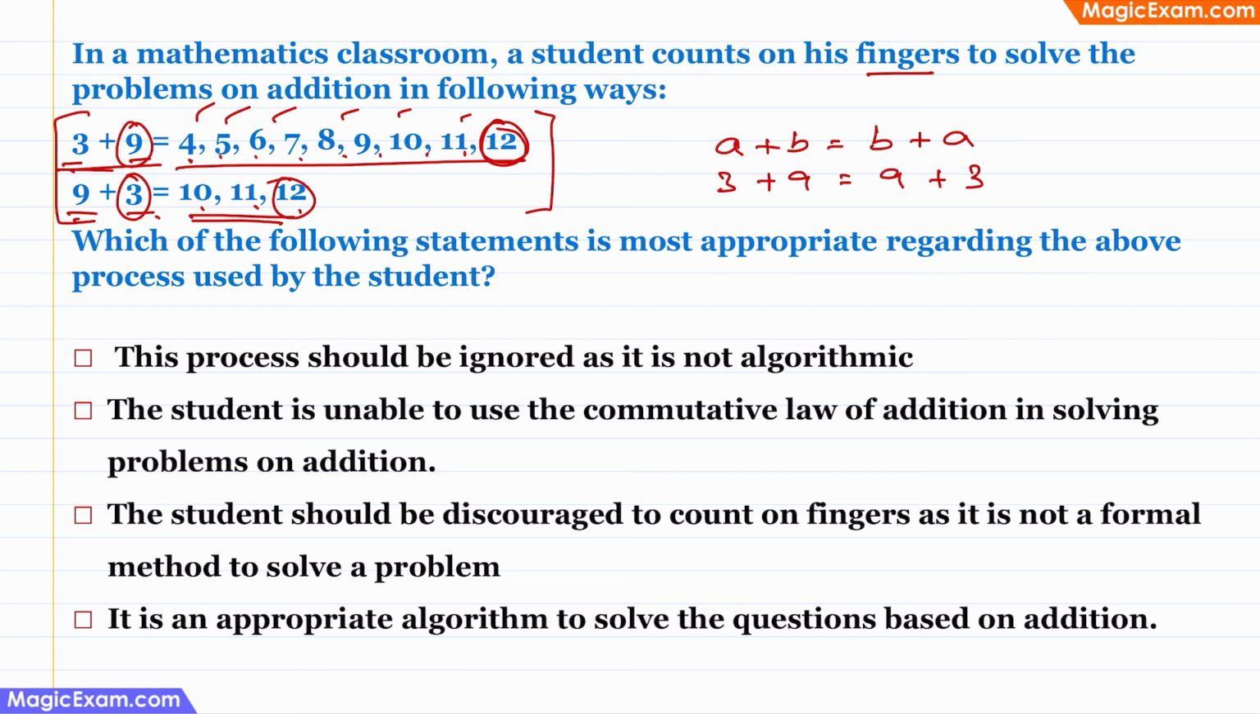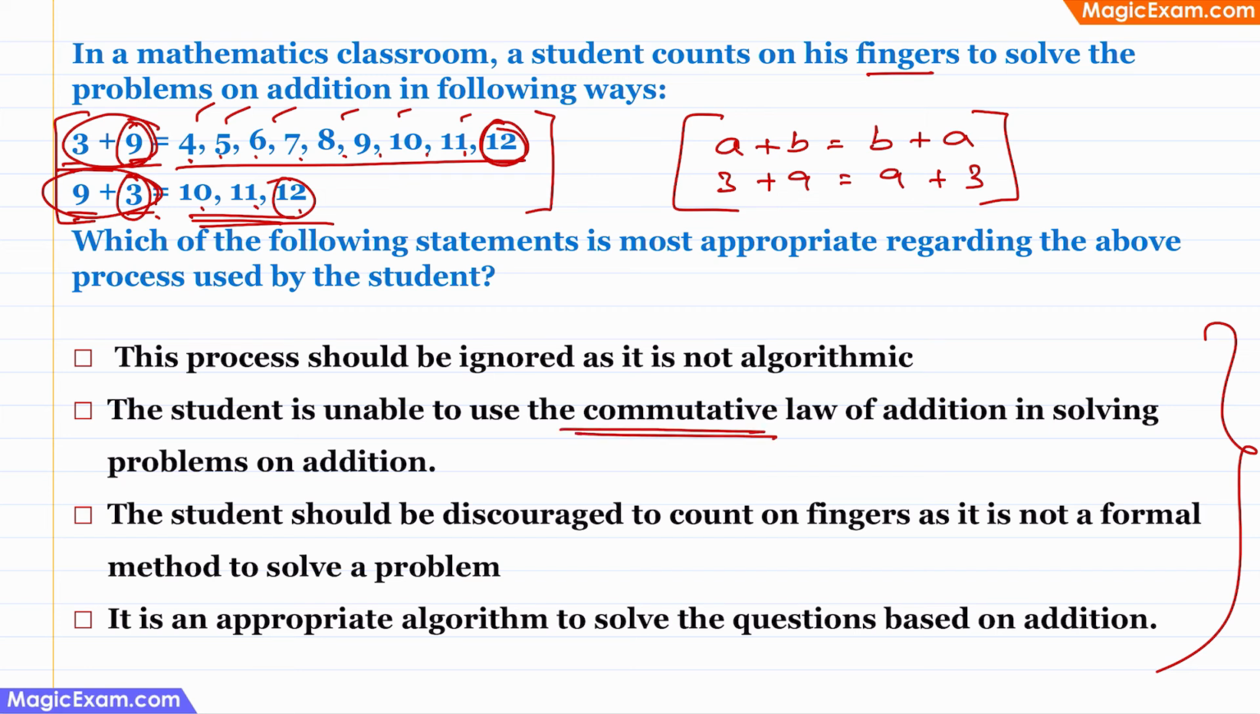So what the student is not able to understand is that even if the problem is given as 3 plus 9, he can just write it as 9 plus 3 and solve the problem in a simpler way, which means that he is not able to understand the commutative property. Therefore, if you look at the answer choices, the second says that the student is unable to use the commutative law of addition in solving problems on addition. Therefore, this is the correct answer.